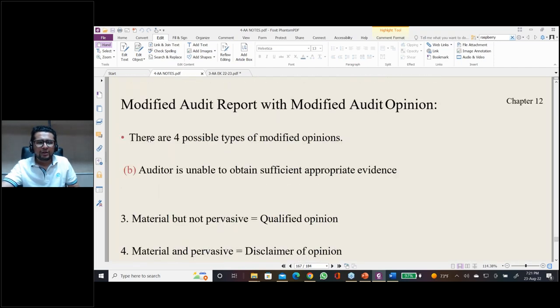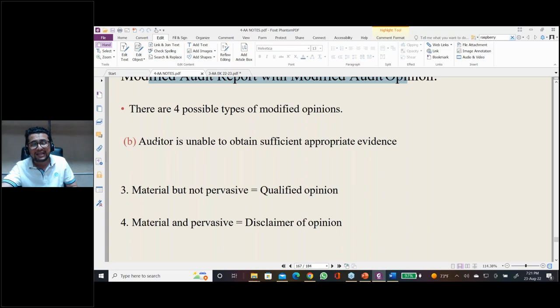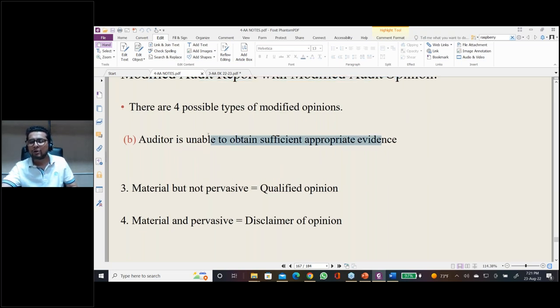Last situation, modified audit report with the modified opinion, but now the auditor is unable to obtain the evidence at all. It's not about the material misstatement, it's about the situation, a very sorry situation for the auditor. The auditor is unable to gather the evidence. If that lack of evidence is immaterial, okay, let it go. If that lack of evidence is material but not pervasive, go for the qualified opinion: I don't know about this, except for that, everything is clear. But if the lack of evidence is both material and pervasive, you should disclaim your opinion. You are not in a position to express the opinion. Is this clear?